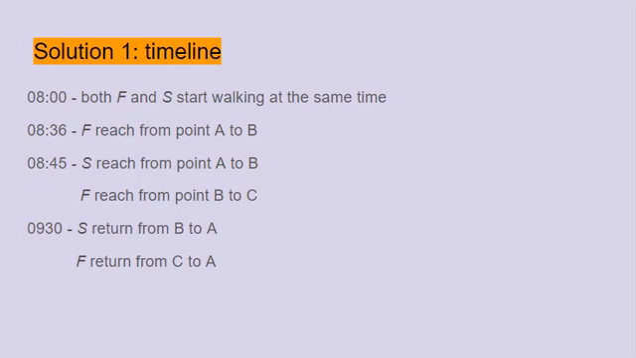Okay, thank you. So for example, at 8 a.m., both F and S start walking at the same time from point A. And at 8:36 a.m., F will reach point B from point A. At 8:45 a.m., S will reach point B from point A, and F will reach point C from point B, which is the extra distance he walked. At 9:30 a.m., both will reach the ending point together at the same time.